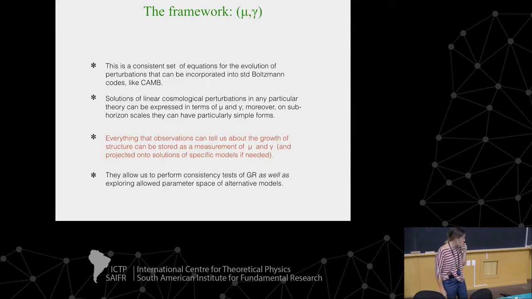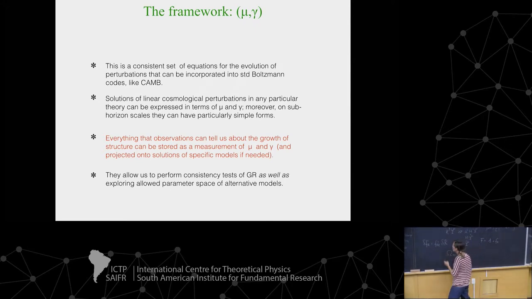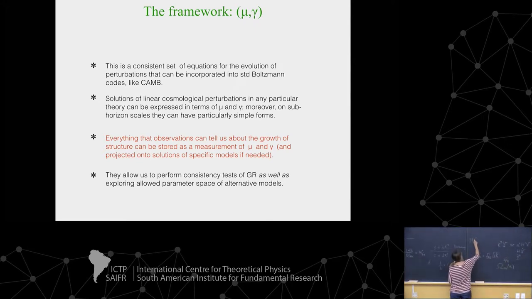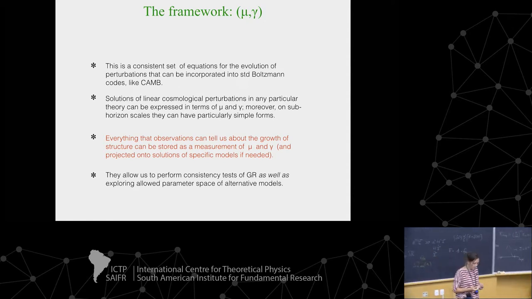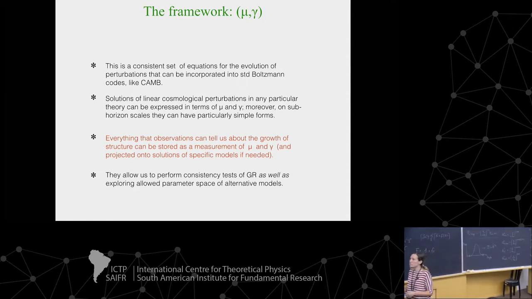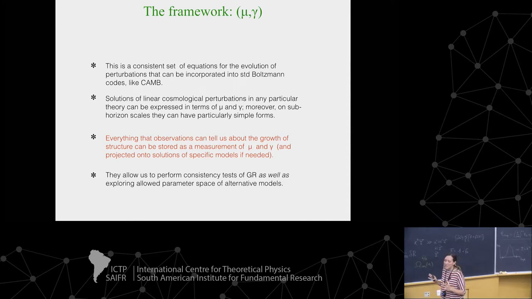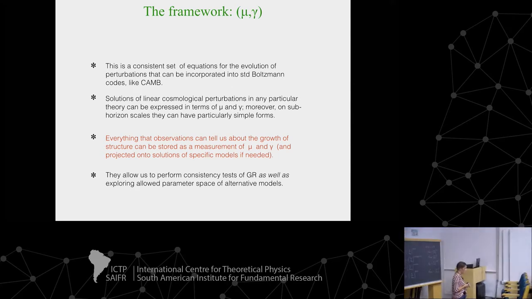So if you open the code that is known as MGCAMB, I think I have a slide about that. MGCAMB is the code in which we implemented this mu and gamma. Okay, so they're very broad, mu and gamma. It's basically you are totally ignorant, but still, you can turn those definitions of mu and gamma in such a way that you implement them as modifications to your equation in the Einstein-Boltzmann solver, for instance.